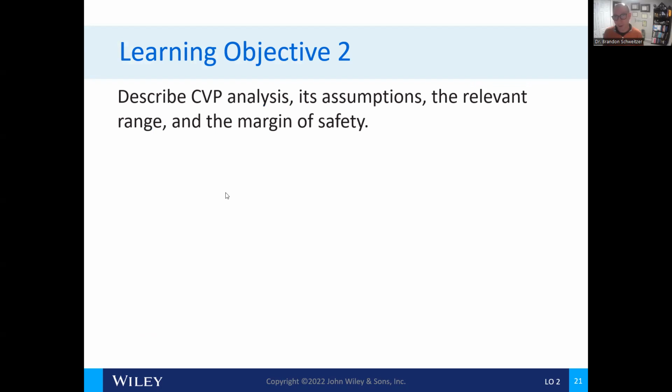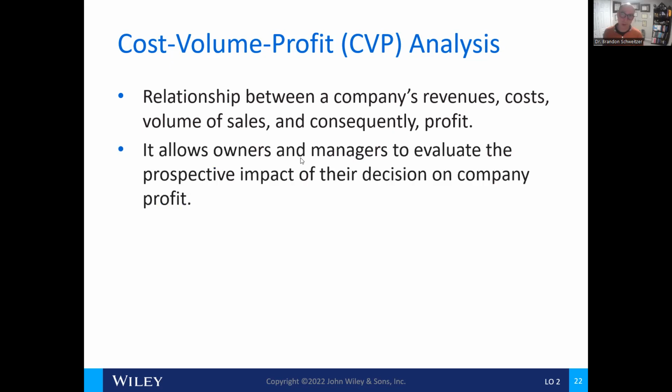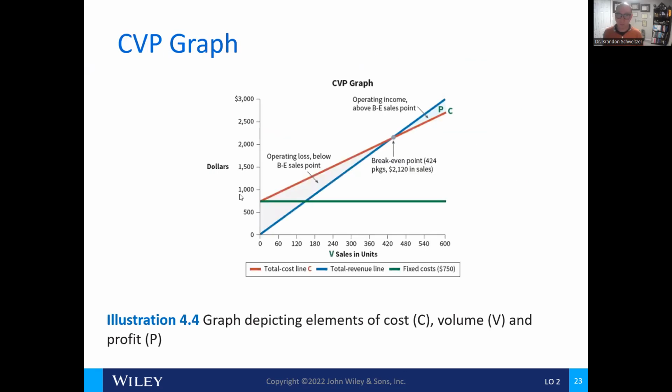Understanding cost volume profit analysis requires a couple of assumptions, such as the range and the margin of safety. The relationship between the company's revenues, costs, volume of sales, and of course, its profit needs to be taken into consideration. This allows the owners and managers to make decisions that ultimately impact the company's profit. By looking at the cost volume profit graph, we can see the point of break even and the point where we're making a profit, or the point where we're making a loss.